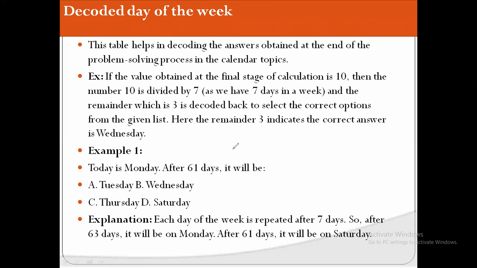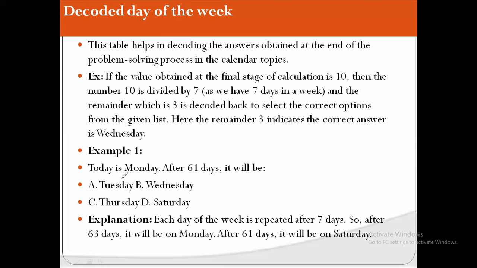For example, say the value obtained in the final stage of the calculation, for the year 1689, is 10 odd days. We divide 10 by 7. 7 ones are 7, and the remainder is 3. So 3 means we can decode it as Wednesday. It is very easy for us to do this at the end of the calculations.